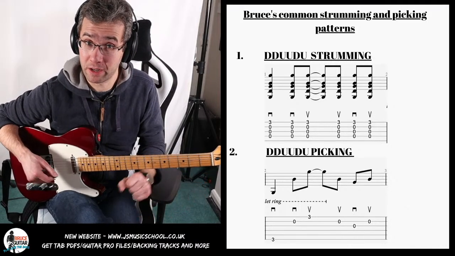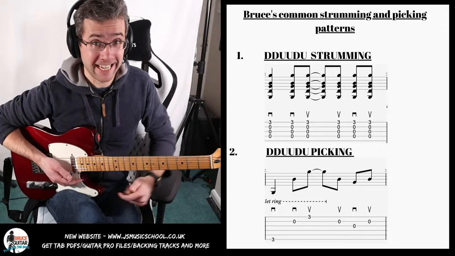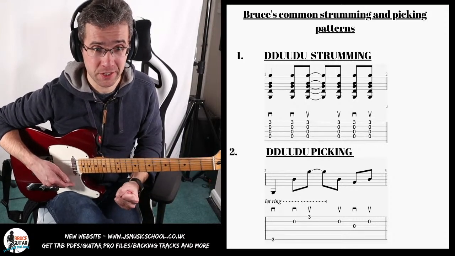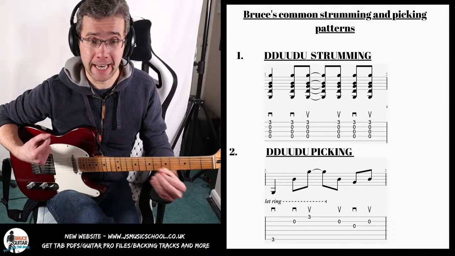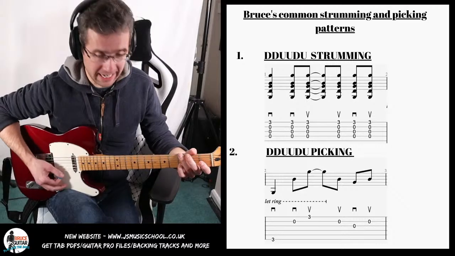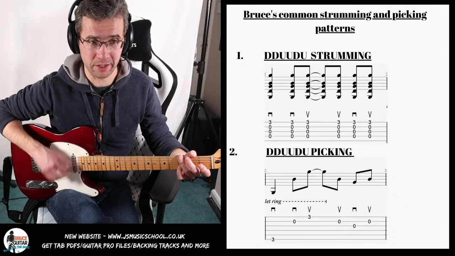The way you count quavers is 1 and 2 and 3 and 4 and, and then there's a tie, which means your first upstroke rings out for a little bit more, and this is how it sounds. So down, down, up, miss, up, down, up.